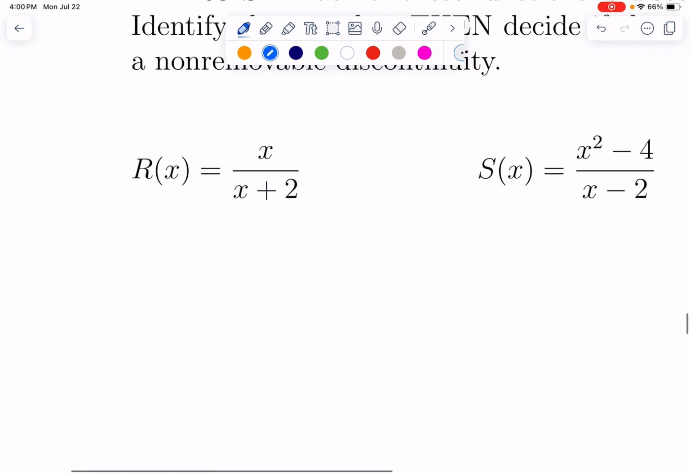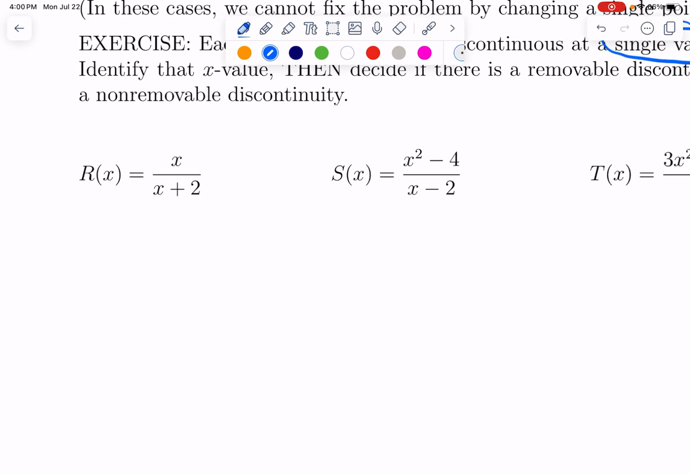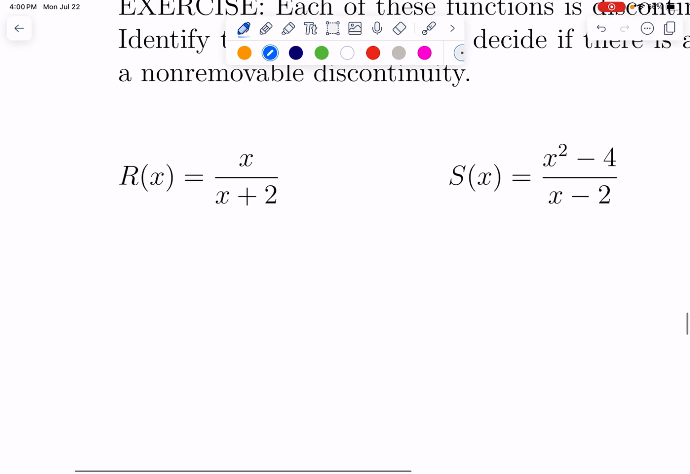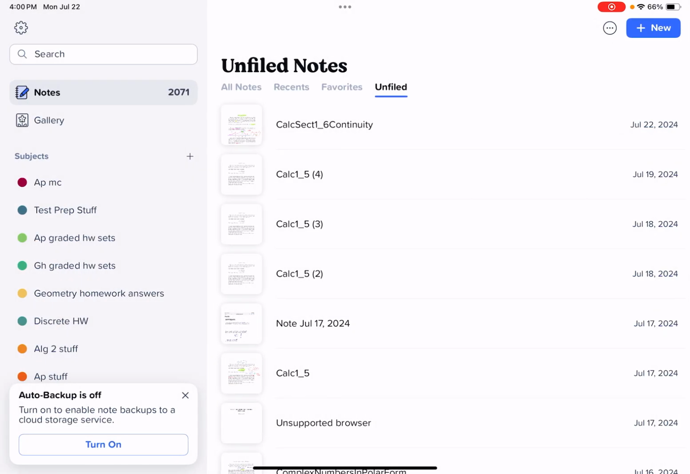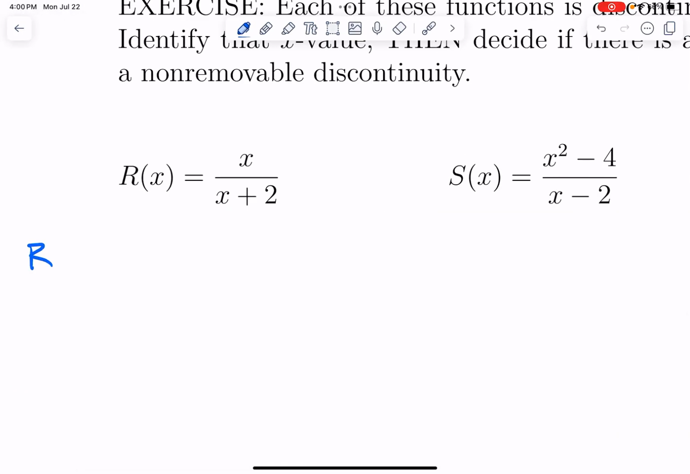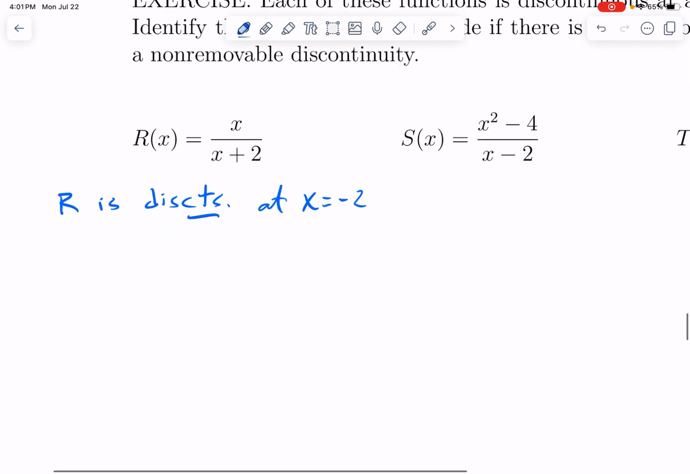All right, so for this first one, we might remember I had this fact where I told you if it's a rational function, which all of these are, the discontinuities would only occur where the function is undefined. So here I could say R is discontinuous. CTS is a pretty standard abbreviation for continuous, so you could write DIS CTS at x equals -2. So now, if I want to know if it's removable or not, I can think about the limit of this function.